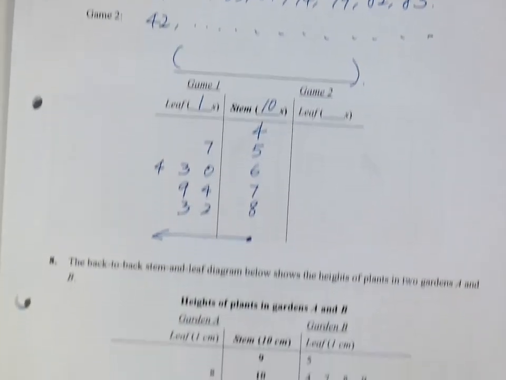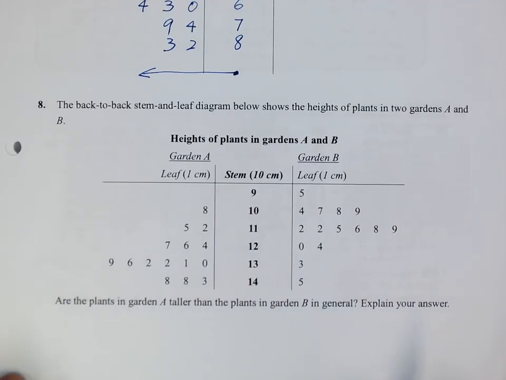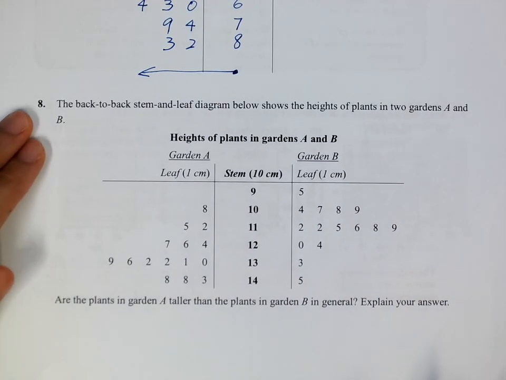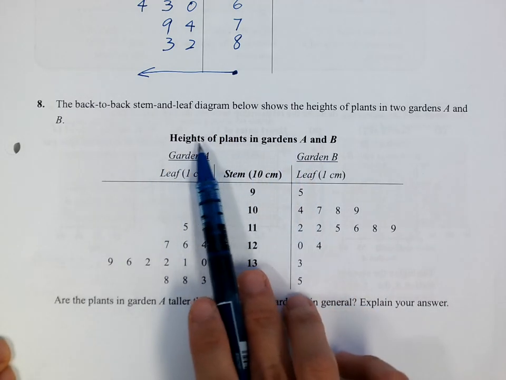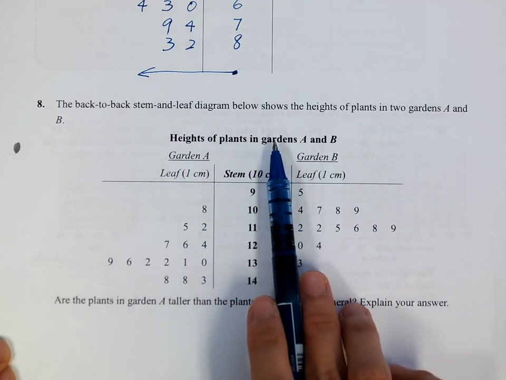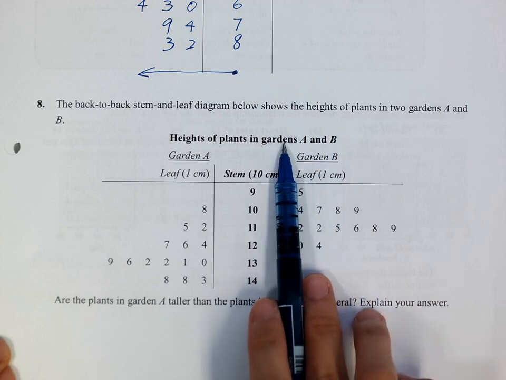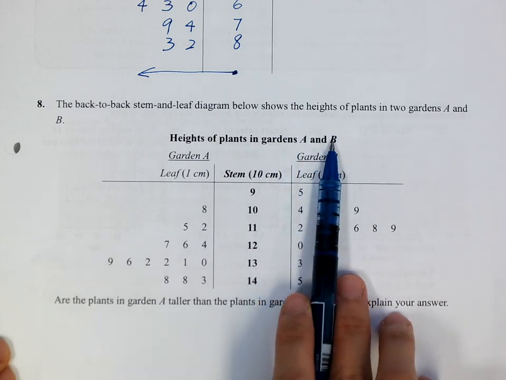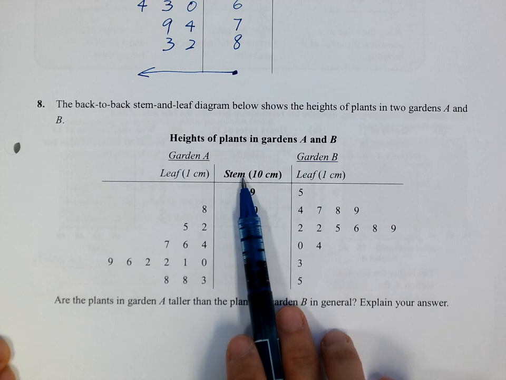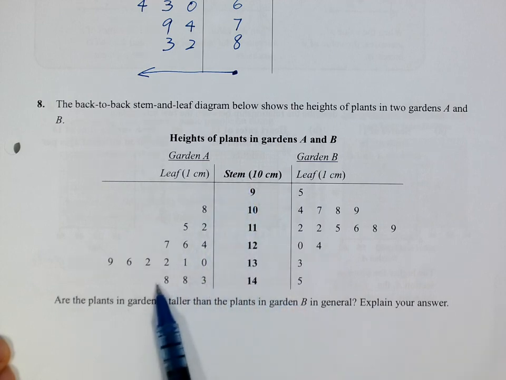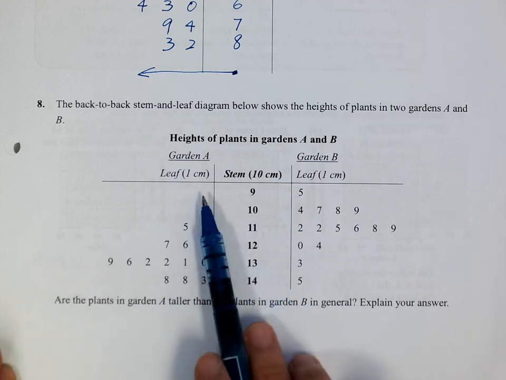Okay, so in this video I will also talk about question 8. In question 8 we have some data about the heights of plants in 2 different gardens, garden A and garden B. It asks you, are the plants in garden A taller than the plants in garden B? In case you expect that the larger the number, the taller the plant, let's see the distribution.